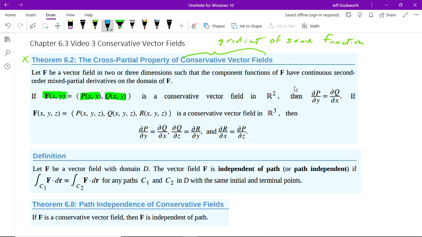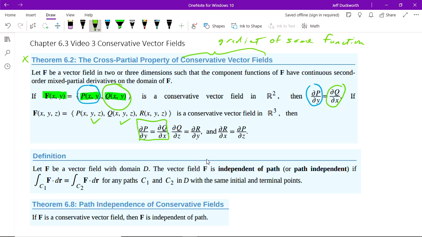The first one with respect to y, and the second one with respect to x will be equal, and then that'll show us if we have a conservative field or not. If those aren't equal, then we don't. For three-dimensional, it works similarly. You'll notice that the very first equality here deals with the first two, and the other two deal with the other combinations of x, y, z.